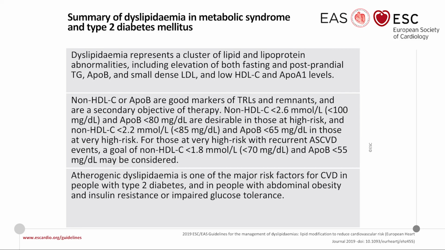Non-HDL and ApoB are good markers for these lipoproteins, and it's recommended that non-HDL or ApoB should be secondary targets. That is a goal that should be considered when the LDL cholesterol goal is reached. This is especially important in patients with diabetes that often have elevated levels of this class of lipoproteins. For high risk, the desirable level of non-HDL is 2.6 millimoles per liter, and for ApoB 80 milligrams per deciliter. And for very high risk, the corresponding levels are 1.8 millimoles per liter and 55 milligrams per deciliter for ApoB.